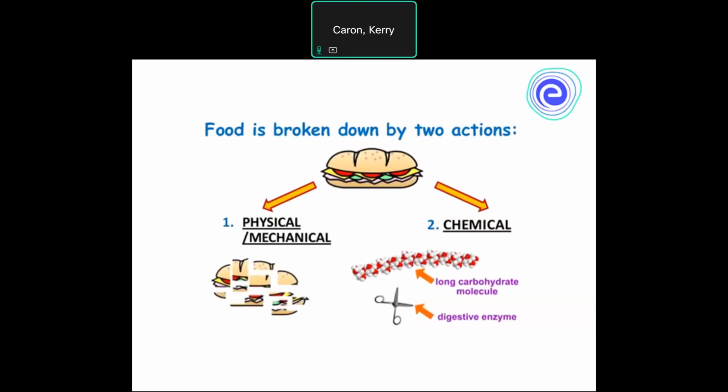We're going to focus on 2 main ways that food is broken down: mechanical, physical, and chemical. Mechanical or physical is the actual churning movement. Physical means that food is broken down, and chemical would be using exactly what it sounds like, chemicals to digest or break down food.